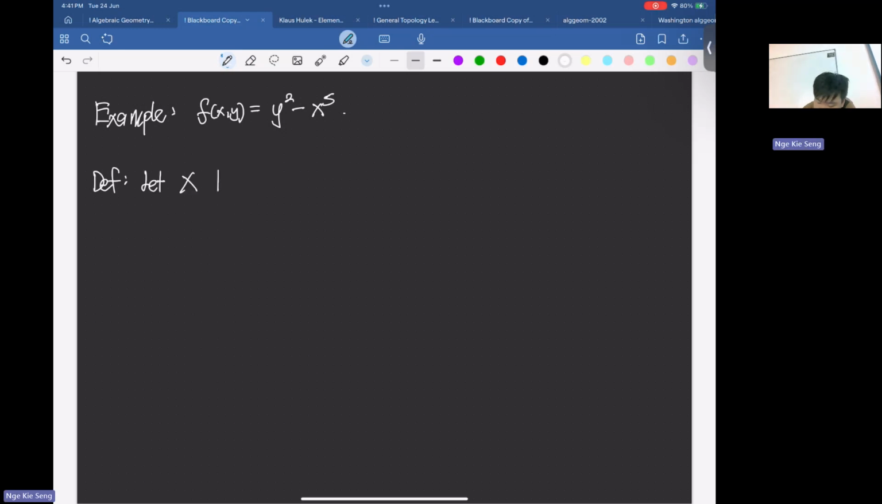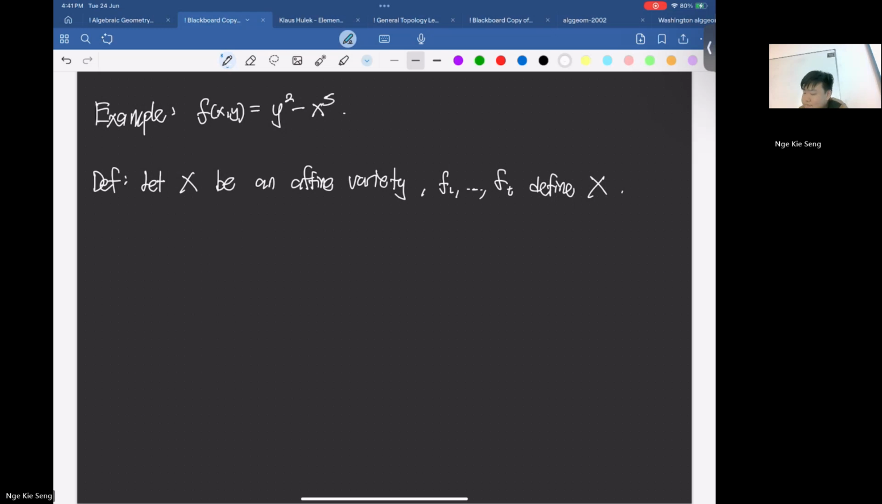For example, let X be an affine variety, and we have several polynomials, for example f1 to ft, that define X. Of course, here we need to let the dimension of the variety be r, and this is in A^n over k.